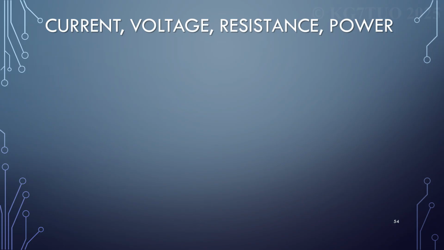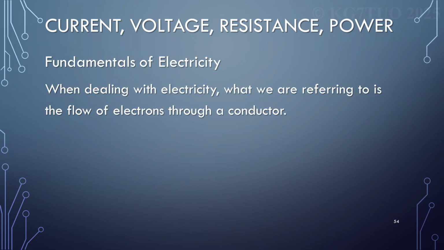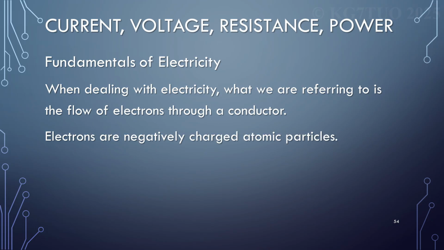Electrical fundamentals: current, voltage, resistance, and power. Those are the 4 things that are required for electrical energy. When dealing with electricity, what we're referring to is the flow of electrons through a conductor. Electrons are negatively charged atomic particles. They fly around in the outer shell of an atom, and some of them are easier to move than others, and those are good conductors.